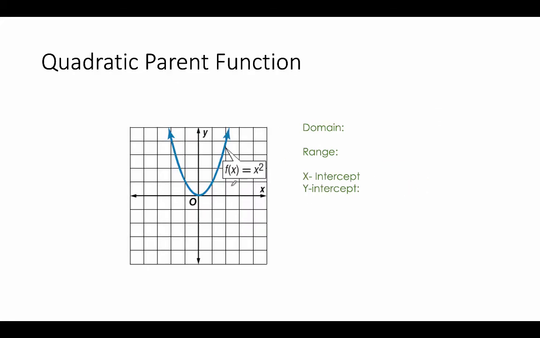Quadratic, y equals x squared. Remember, you're going to have 0 squared is 0, 1 squared is 1, 2 squared is 4. Negative 1 squared is 1, negative 2 squared is 4. That's where we get our parabolic shape. We're going to have a whole family based on f of x equals x squared.